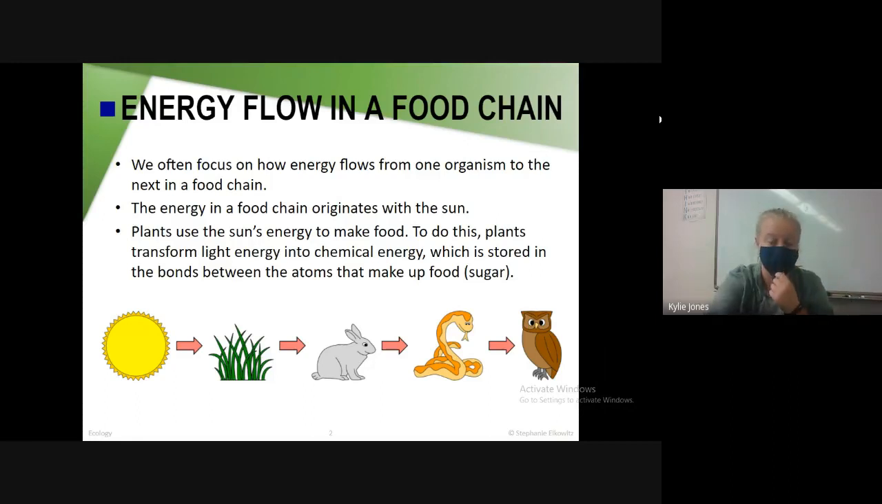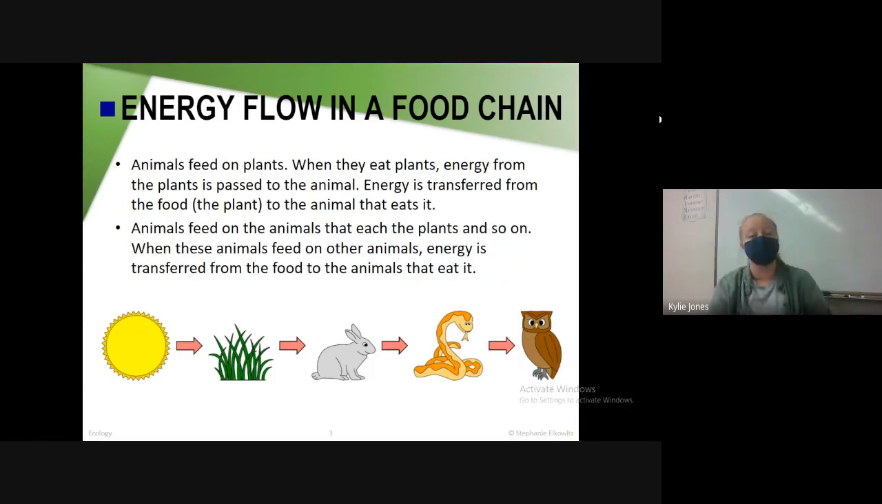Alrighty, next slide. So the next stage, the animals will feed on the plants, right? So the rabbit will eat the plant. When they eat the plants, the energy from the plant is passed to the animal. So the energy is transferred from the food, aka the plant, to the animal that ate it.